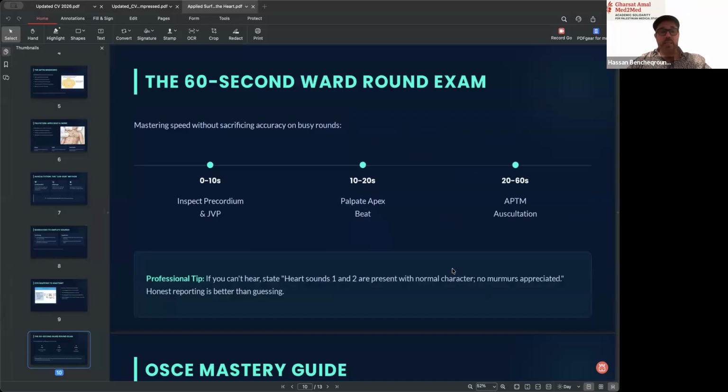So in 60 seconds, how can you do a proper cardiovascular examination? Well, at first, you talk to your patient. And while you're talking to the patient, you look at the other vessels, not just the heart. You see at the bottom of their neck are the carotids doing this. Okay?